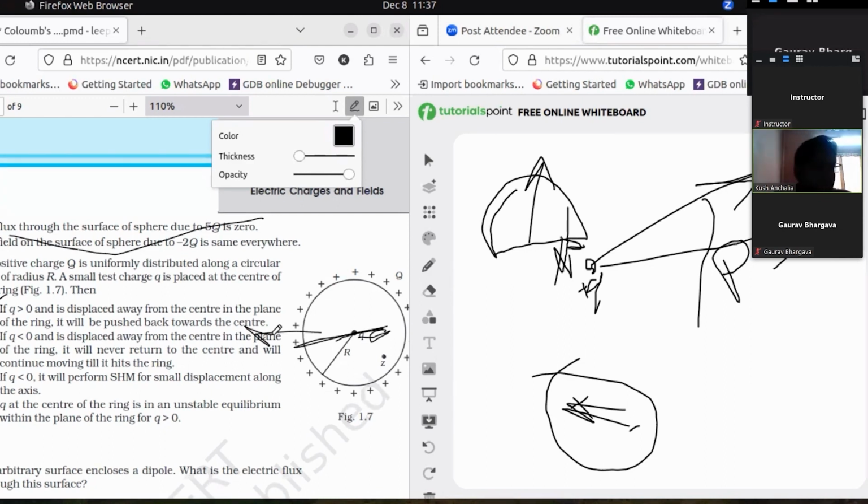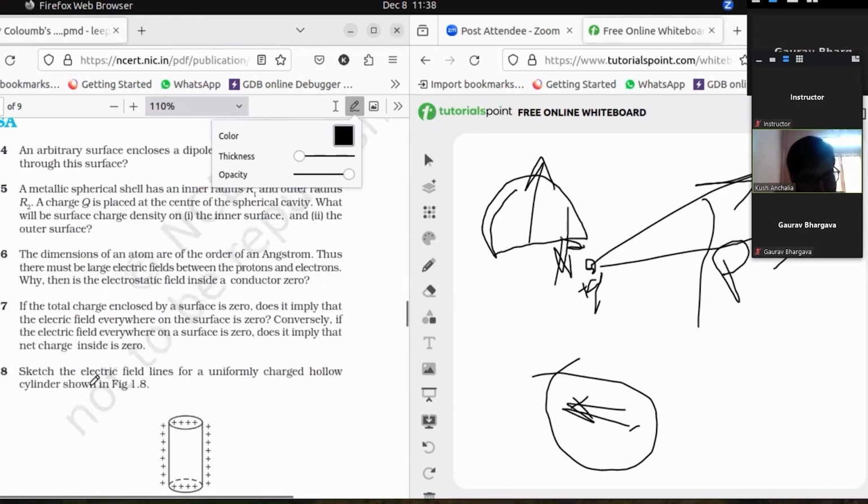So q less than 0, this is a bit confusing because it will never return to the center. Actually, it will try to close this part once. It will be displaced away from the center of the ring. This one is sure. It will never return to the center. It will continue moving till it hits the ring. Okay, yeah, this one's correct. Till it hits the ring, it will be moving. These two are correct.